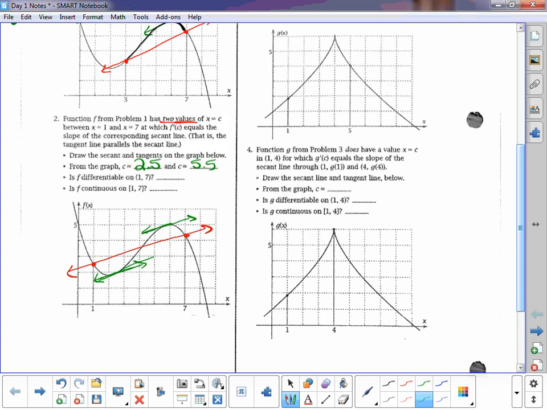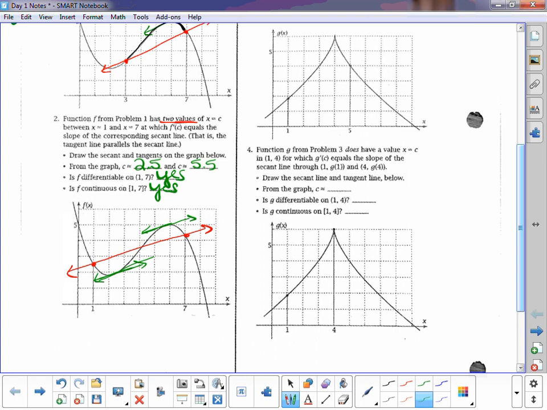All right, is our function differentiable on that open interval 1 to 7? Yep. And is it continuous on the closed interval? Yes. So again, notice it's differentiable on the open, continuous on the closed, and we have actually 2 times in which the tangent line is parallel.